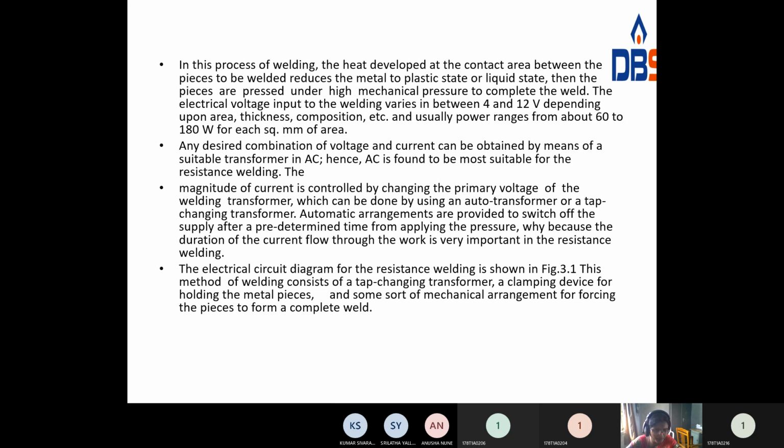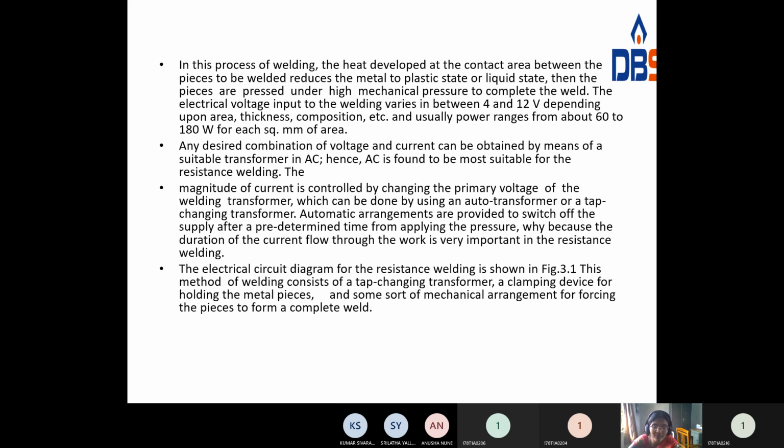Any desired combination of voltage and current can be obtained by means of a suitable transformer in AC. So the desired combination of voltage and current will be obtained by using the transformer in AC. Hence AC is found to be most suitable for resistance welding, and that's why we give the AC supply to resistance welding.